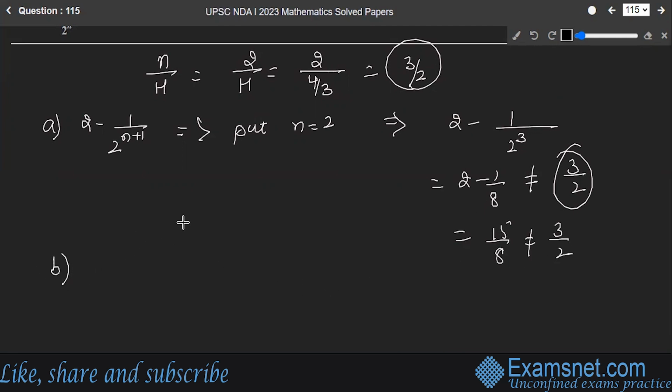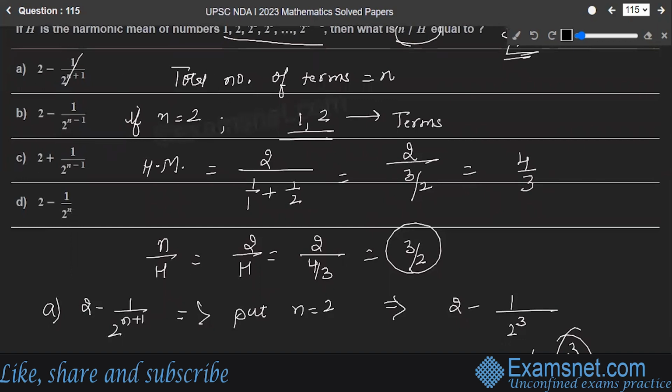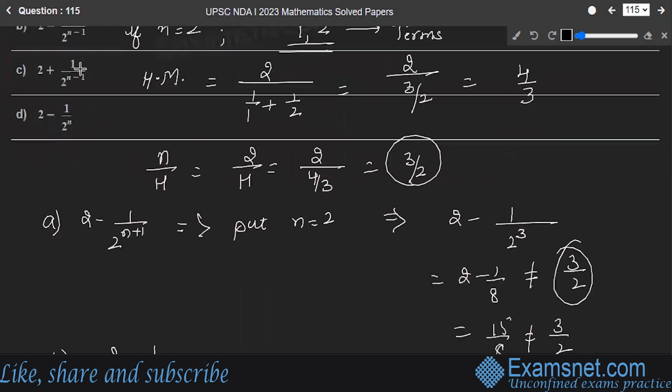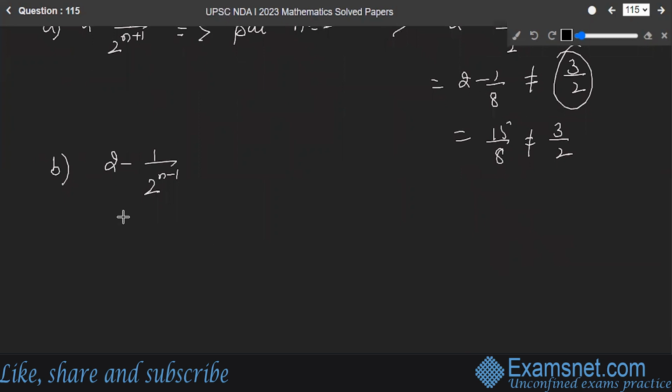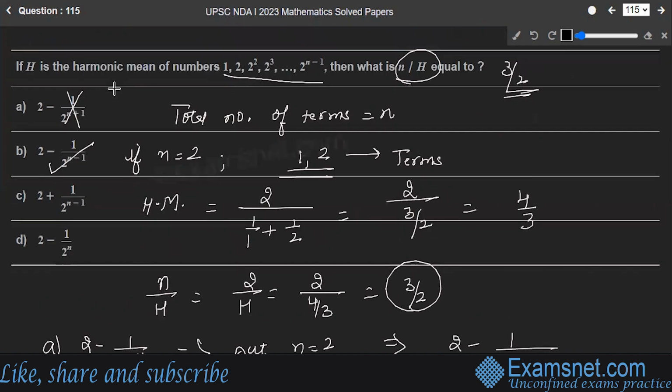Let's try out option B. That is 2 minus 1 upon 2 raised to power n minus 1. Right? The previous one was incorrect, so let's check. Let's put n is equal to 2. So you will have 2 minus 1 upon 2 raised to power 1. That is equal to 3 by 2. Yes, we got our option. So this is the answer to our question, option B, because this comes out to be 3 by 2 and that was actually our n by h equal to.